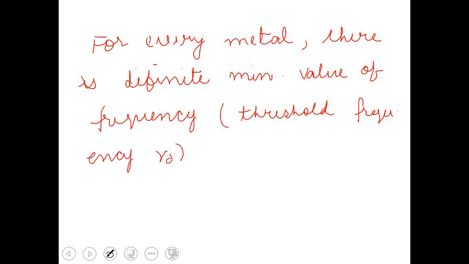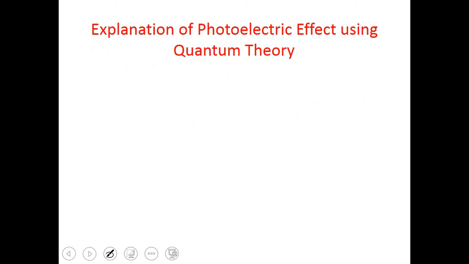So for every metal, a definite minimum value of frequency, called the threshold frequency, is required for the ejection of photoelectrons. If the frequency of the striking light is lower than the threshold frequency, no electrons will be ejected. However long you strike the metal surface with light of that lesser frequency, electrons will not be ejected at all.